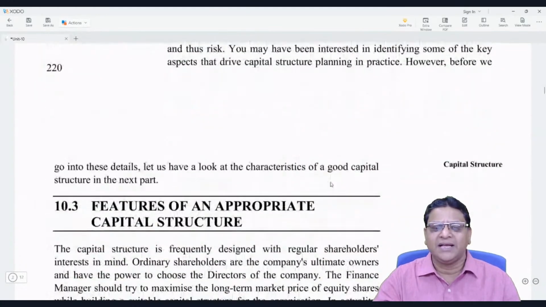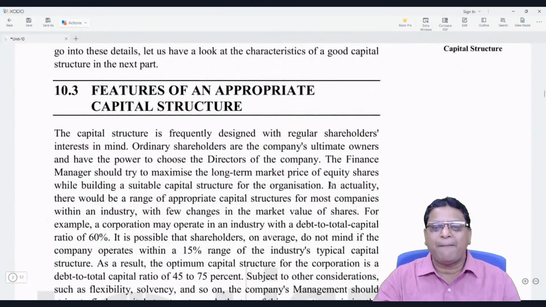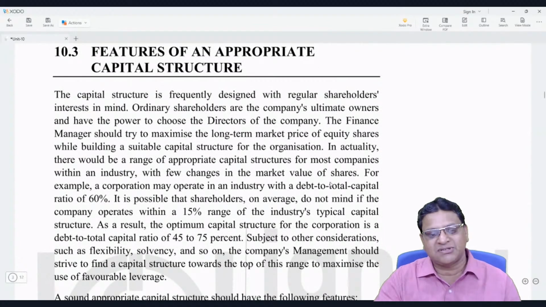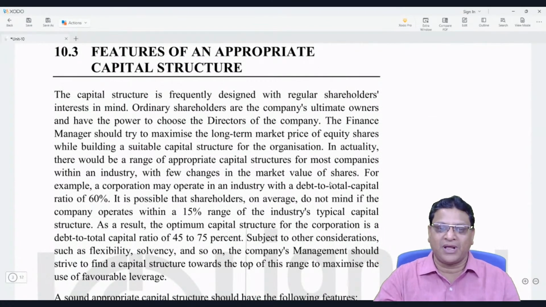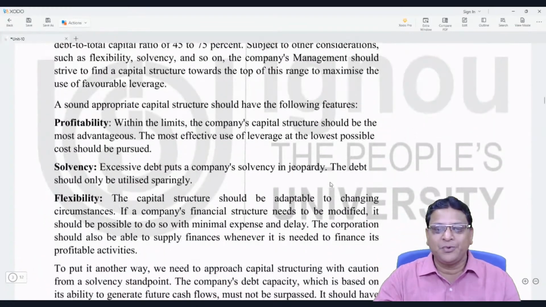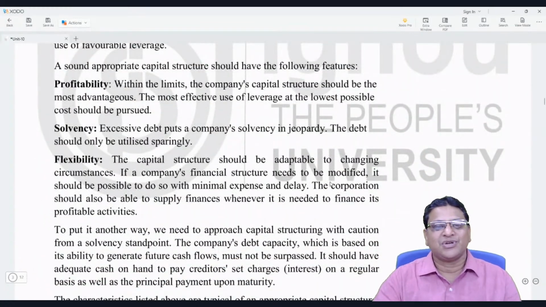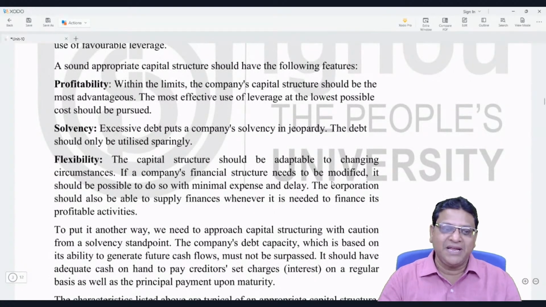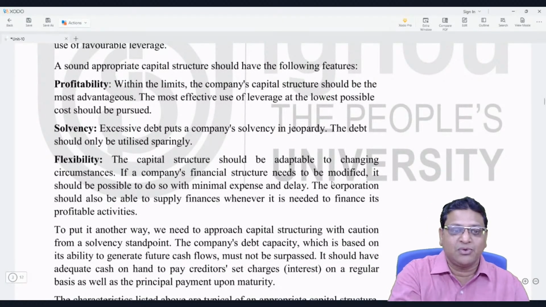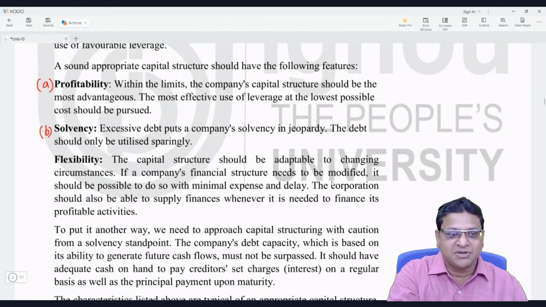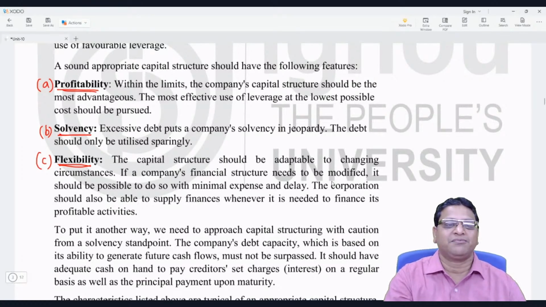So while deciding the best capital structure, or appropriate capital structure, or sound capital structure of an organization, we have to consider certain factors. Those factors can be classified into three parts. What are the three considerations we take while deciding the best capital structure? First one is profitability. Next one is solvency. Next one is flexibility. So we will discuss them one after another.